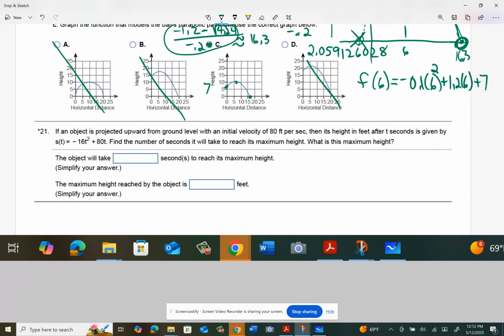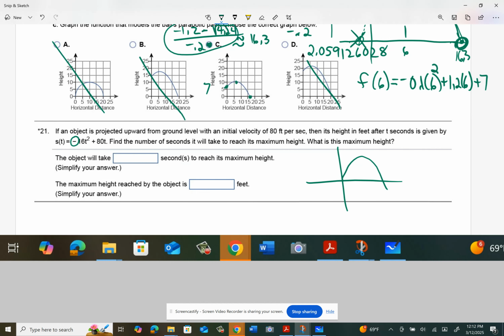All right, and here's a similar situation, but this object is being projected upward from ground level. And so it's also going to be opening down, right? But it's starting right here at the origin and then going, oops, let me draw that better. Starting right there at the origin and then going up and coming back down at some point. And this one says, find the number of seconds it will take to reach its maximum height, and then what is the maximum height? If it wants to know the max or the min of something, that's the vertex.